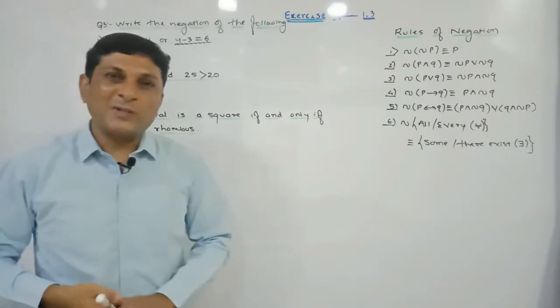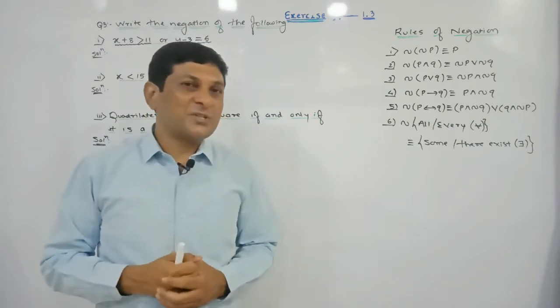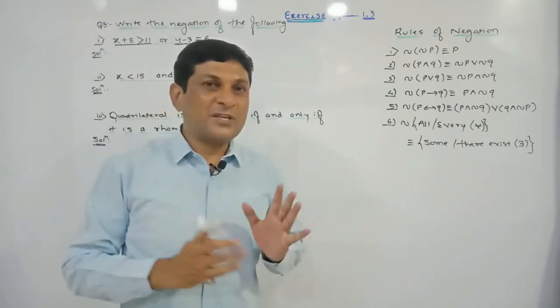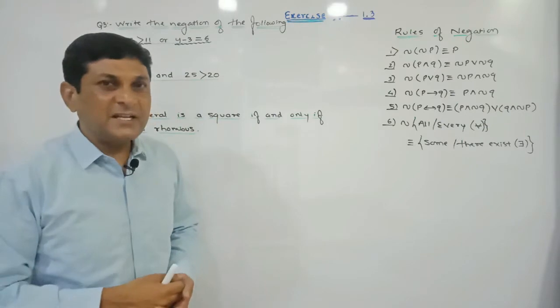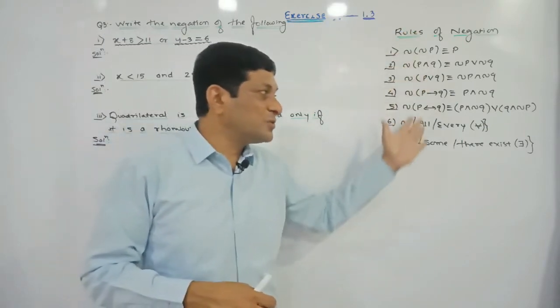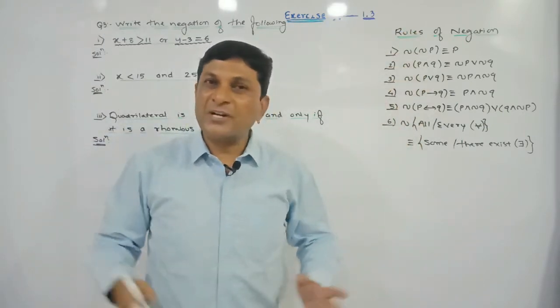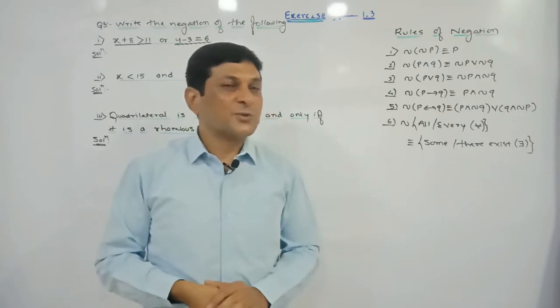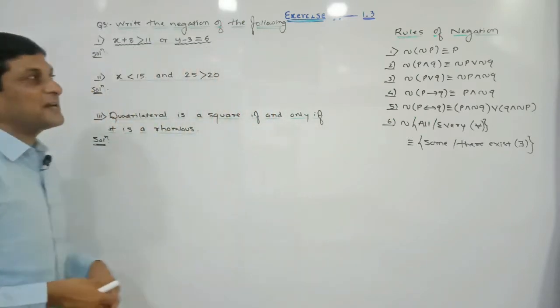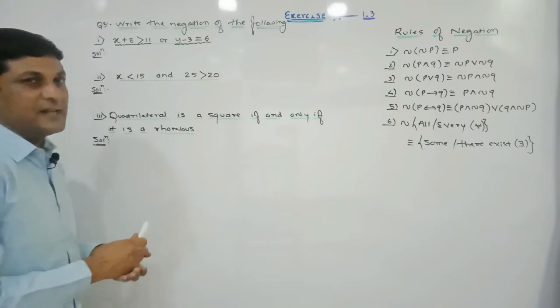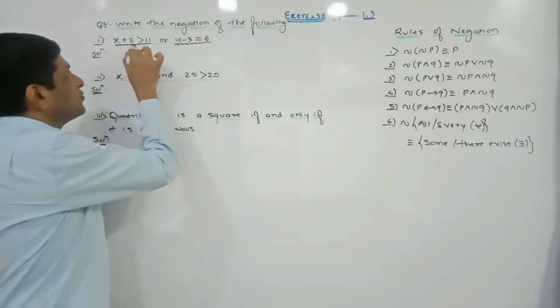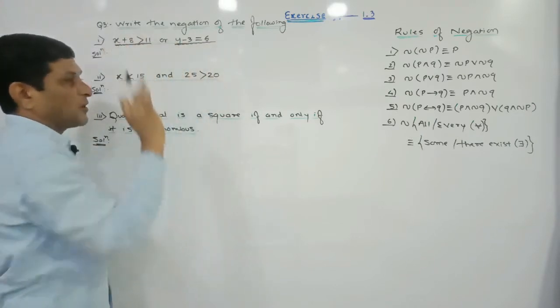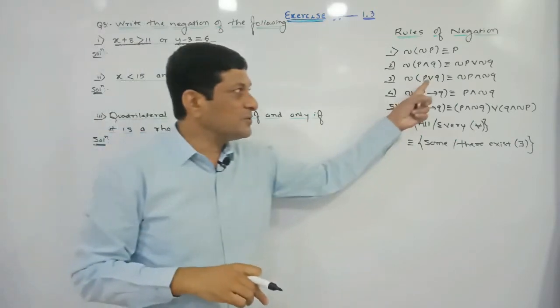Now let us try to solve question number 3. In this question we are finding negation of the given statement. Whenever we are finding negation of the given statement, we have to use rules of negation, which we already discussed in the last video. So using these rules of negation, let us try to find out negation of the first statement. If you observe the first statement, here 2 parts are connected by what? OR means what? Disjunction. So we have to use this rule.